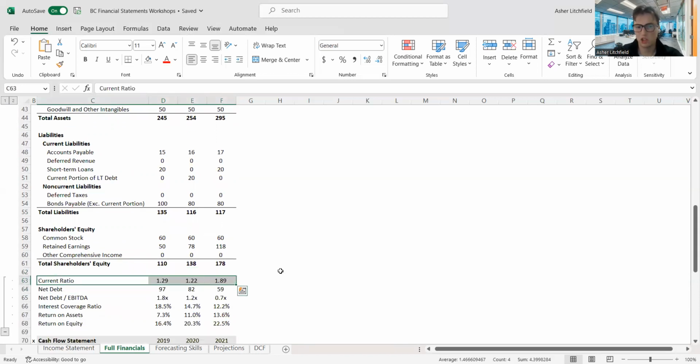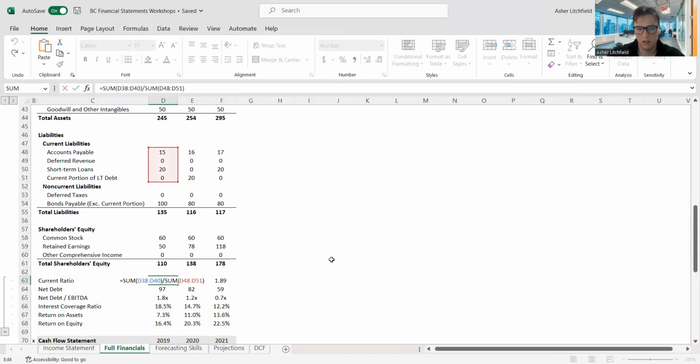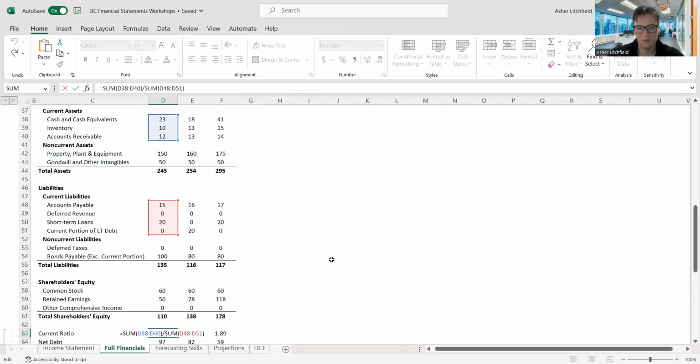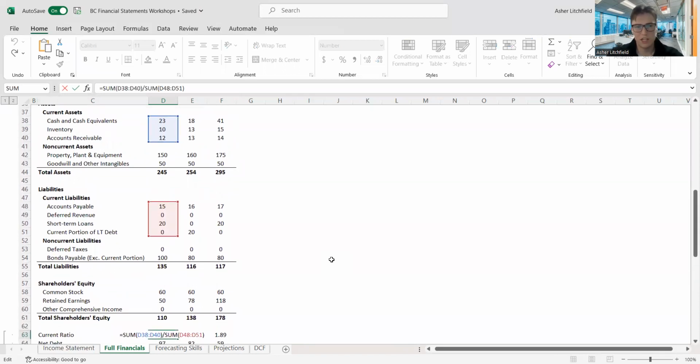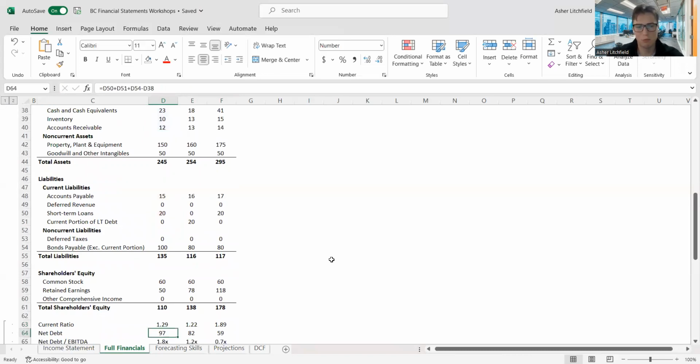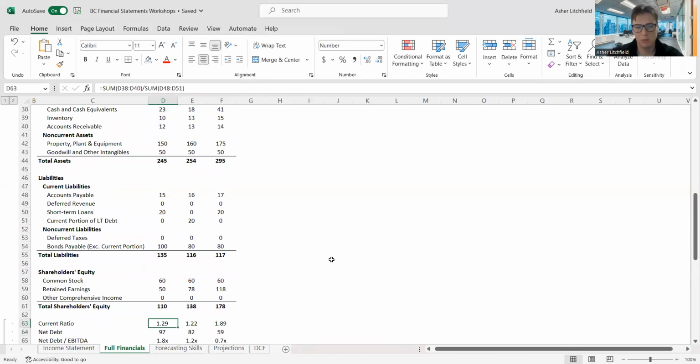One thing we could do is look at short-term liquidity. We can use something like the current ratio. So I'll F2 into this and show you what this is. We're comparing the ratio of our current assets to our current liabilities. So you can see that in this case, we have more current assets than current liabilities, and so this ratio is more than 1.